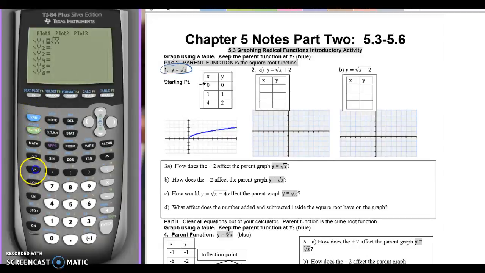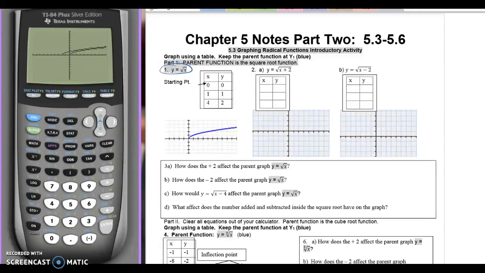So second x squared to get your square root function. X plus 2. Push the graph button and let's see what happens. If you do not have a color screen, you just have to look at which graph is graphed second. If you have a color screen, your original graph is blue, your new graph is, I believe, red.